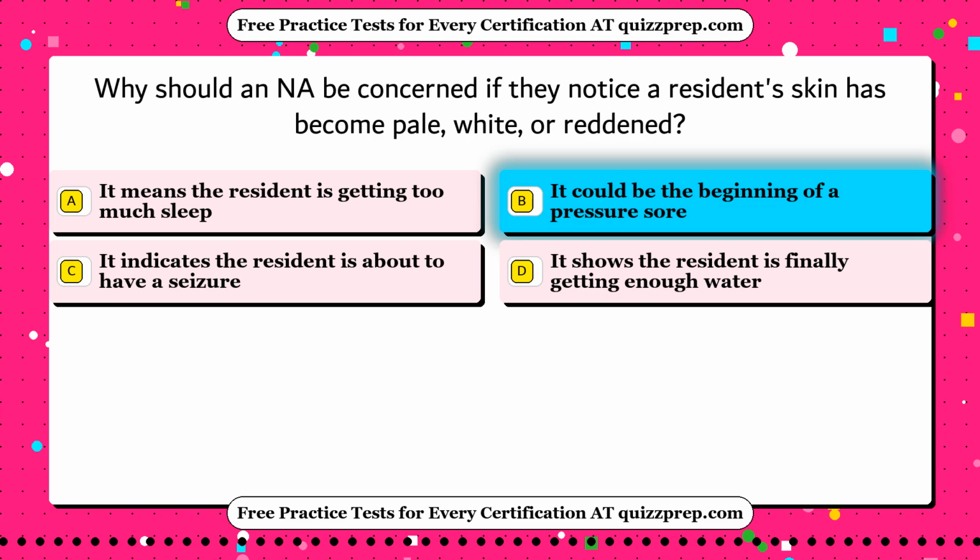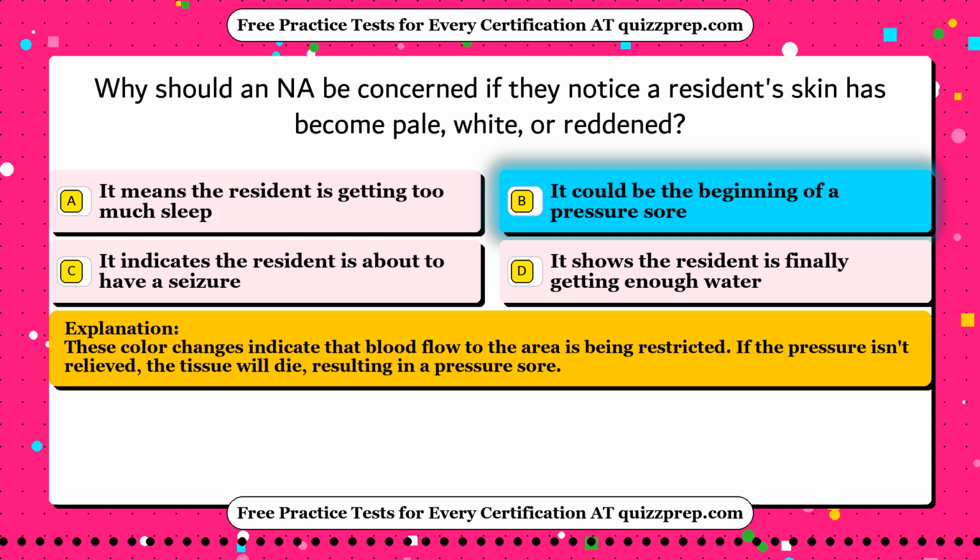The correct answer is option B, it could be the beginning of a pressure sore. These color changes indicate that blood flow to the area is being restricted. If the pressure isn't relieved, the tissue will die, resulting in a pressure sore.